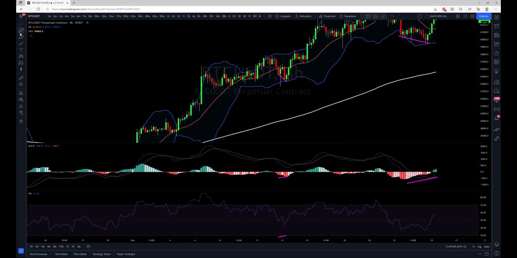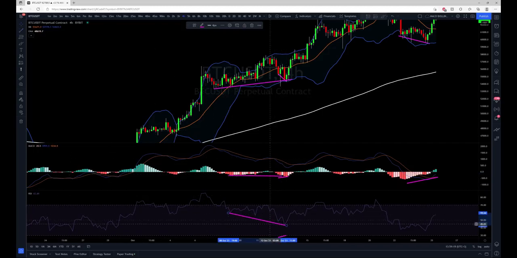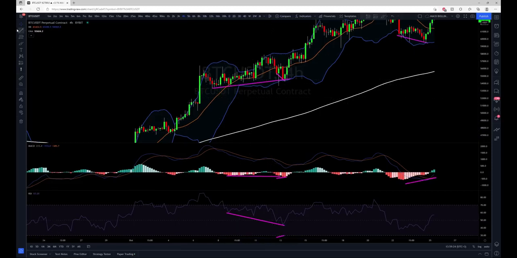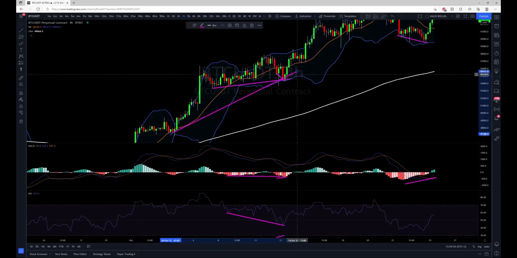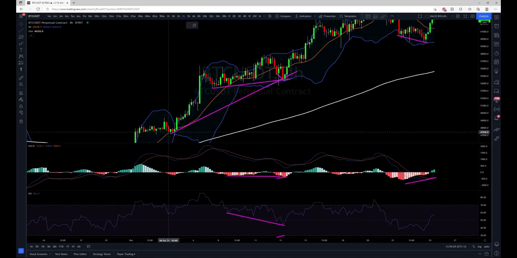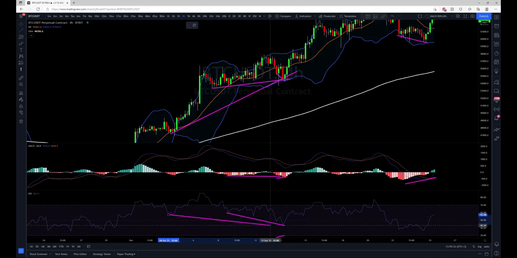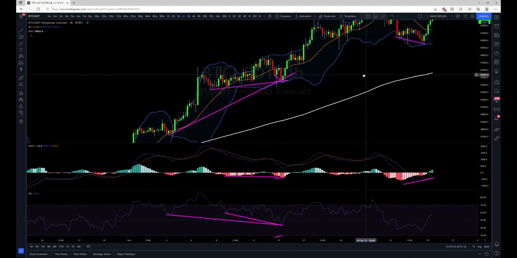And we do get that hidden divergence. So as price makes a higher low, at the same time, we have indicators making a lower low. So we can see here, RSI makes a lower low, price makes a much higher low, and you can see the same thing over here. We have hidden divergence comparing this pullback to this pullback. So we're getting hidden divergence on the 4-hour as well.